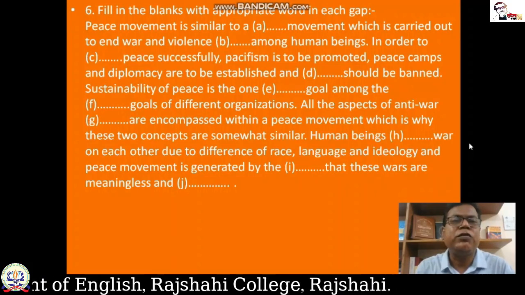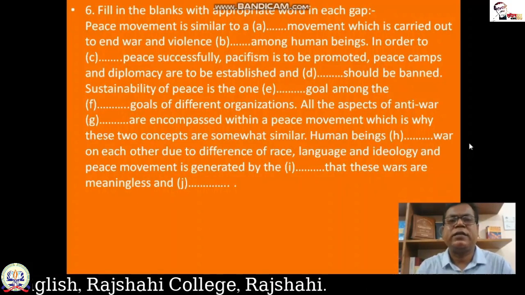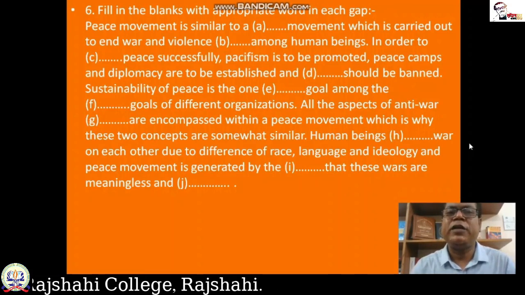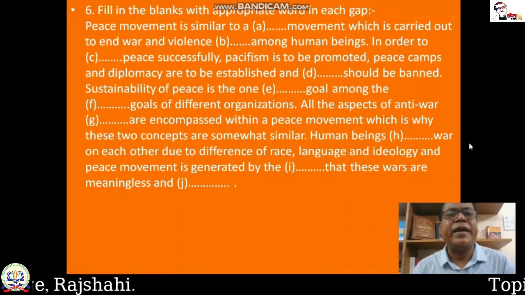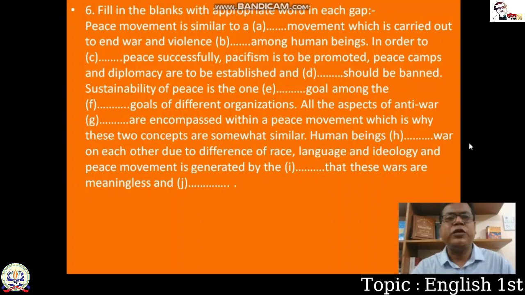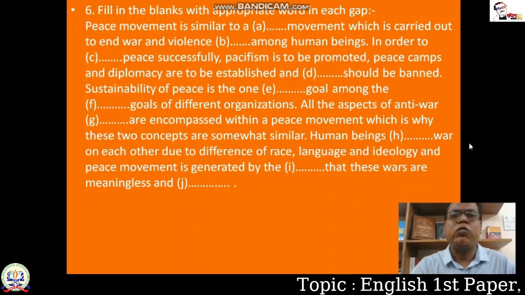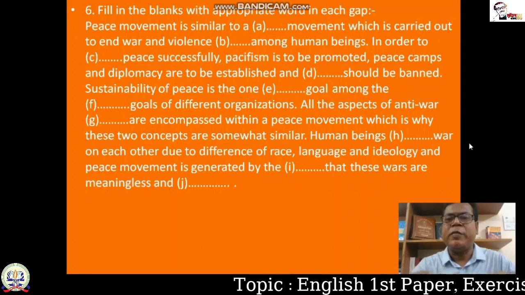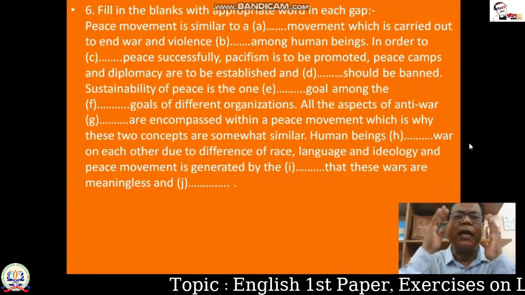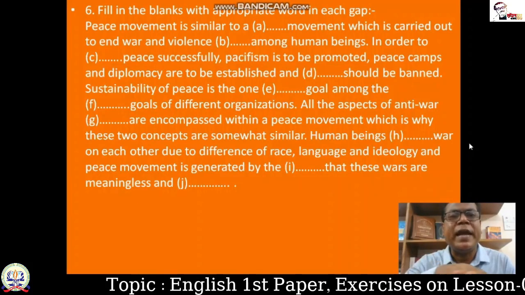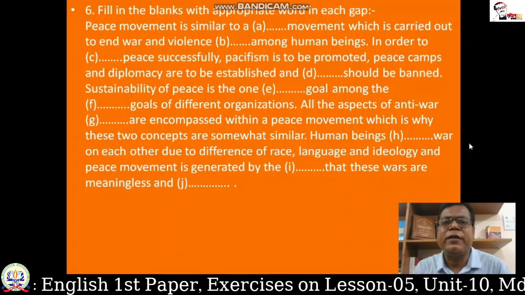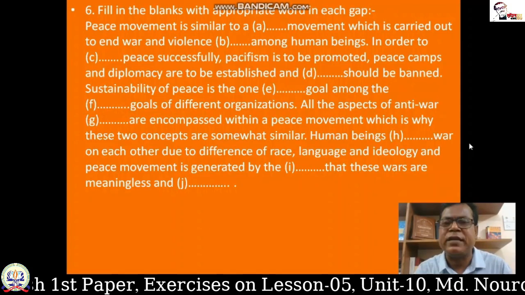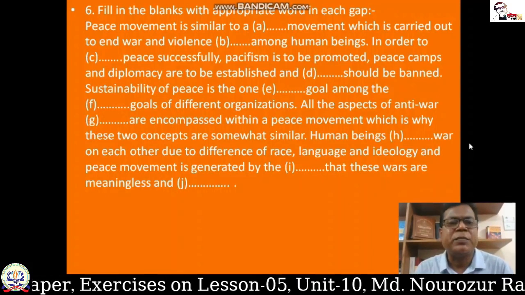which is carried out to end war and violence. Peace movement is similar to a social movement which is carried out to end war and violence existing among human beings. We know that violence or war exists among human beings, and the aim of peace movement is to end war and violence. So in blank B, we can use existing.